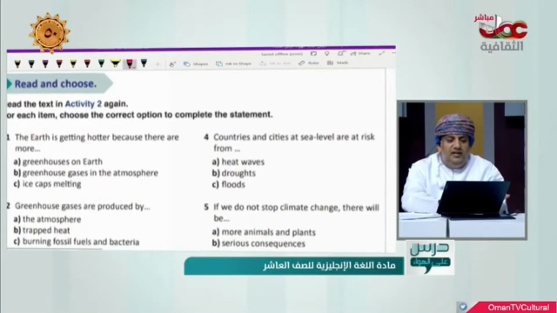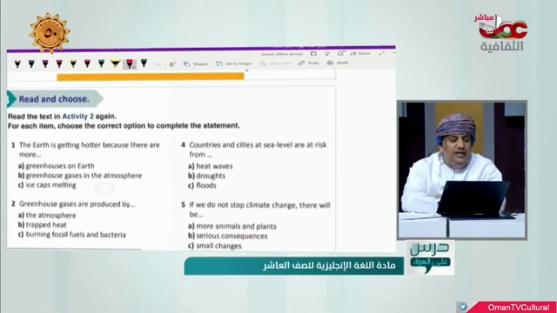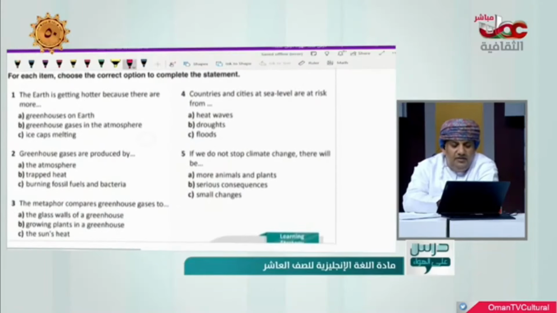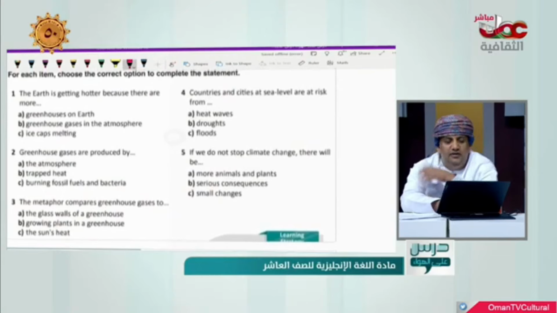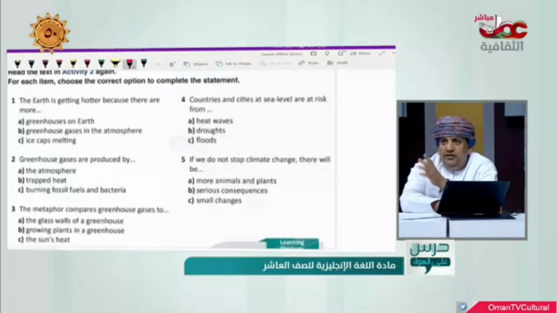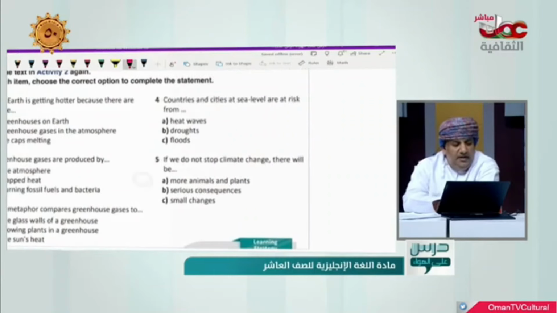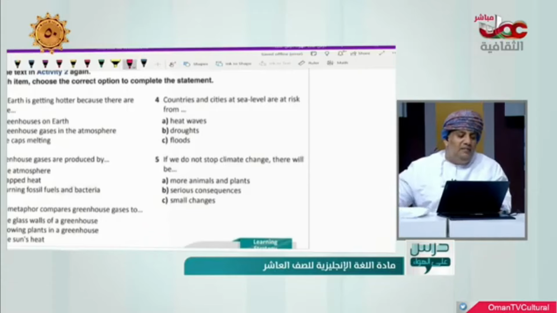Read the text in activity 2 again. For each item, choose the correct option to complete the statements. We have 5 statements, and in each statement we have 3 options. So we are going to read them together and find the correct answer. Now, number 1, the earth is getting hotter because there are more greenhouse in earth, or B, have green gases in the atmosphere, or ice caps are melting. Now we have three options. Which one is the correct option here?